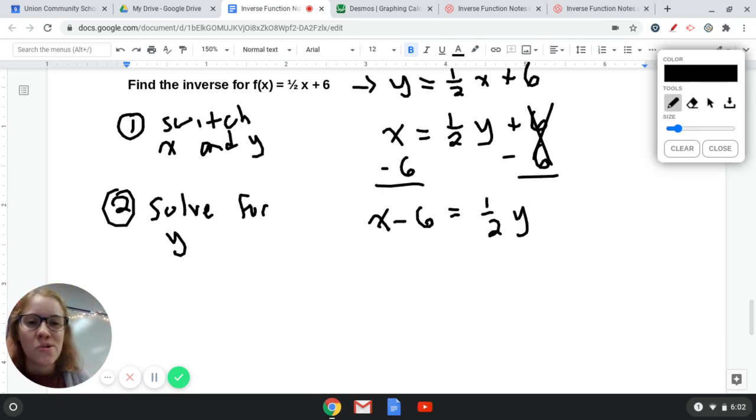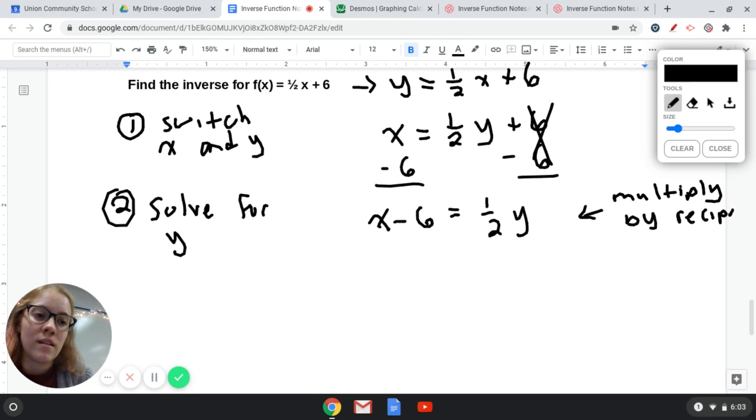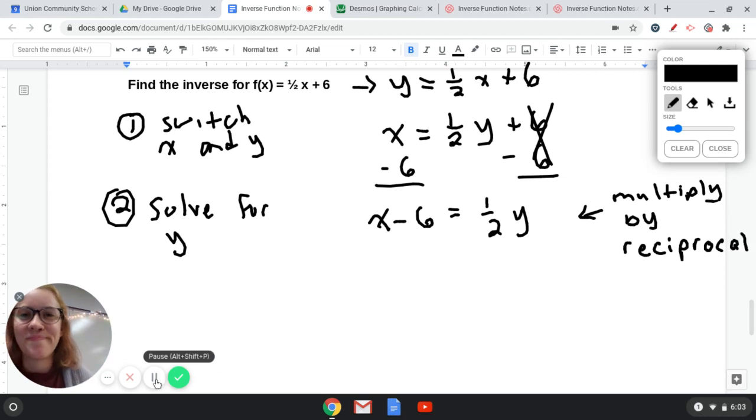Now, what do you do if there's a fraction? How do you get y by itself? One thing you can do is called multiply by the reciprocal. And that's a lot of math words. Reciprocal. Okay. Multiply by the reciprocal. What is reciprocal? That means really just the opposite of a fraction.